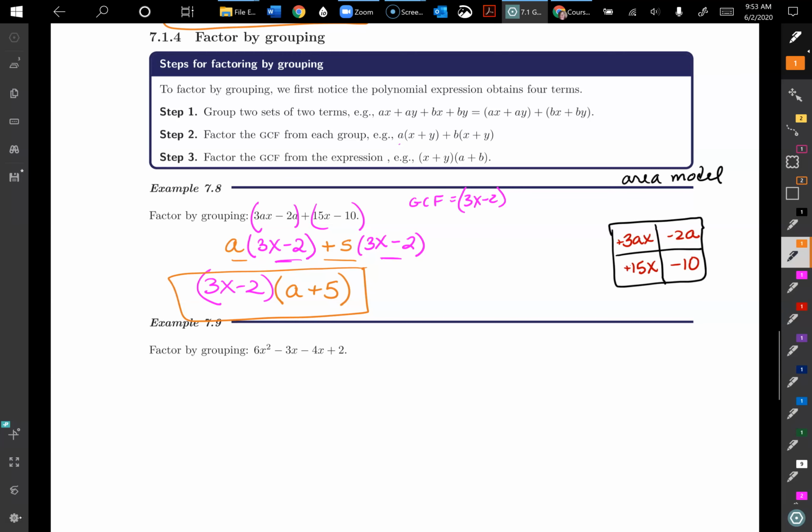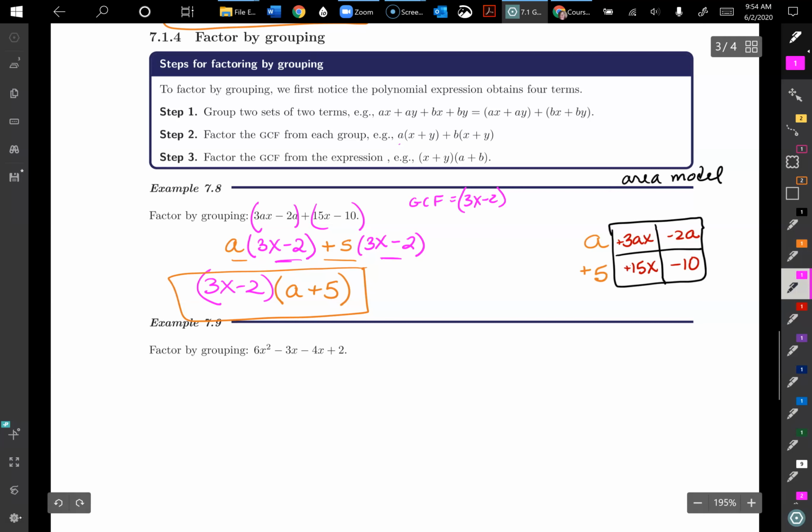Then I can look at each row, right? So I can look at this 3ax minus 2a, and I pull out what's common to that row, and I get an a. And then I can look again at this 15x minus 10, and I can pull out what's common to that row. And I pull out a 5. And again, it's a plus. So I want to put my symbol there. So you do have to watch for signs. Like if they were both negative, you would pull out a negative.